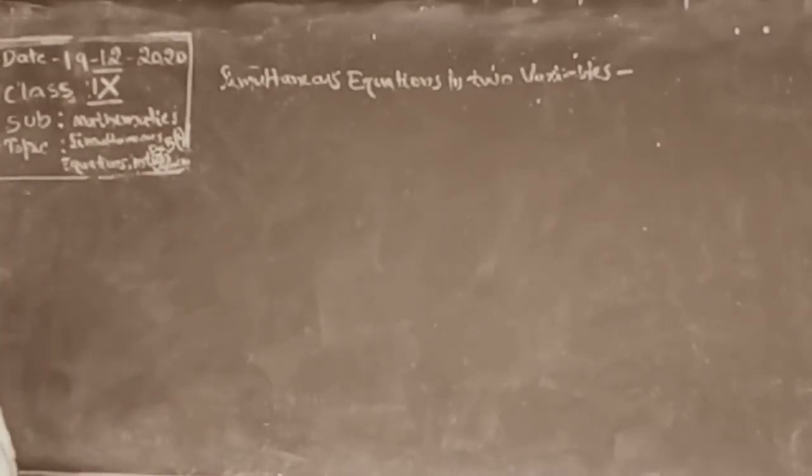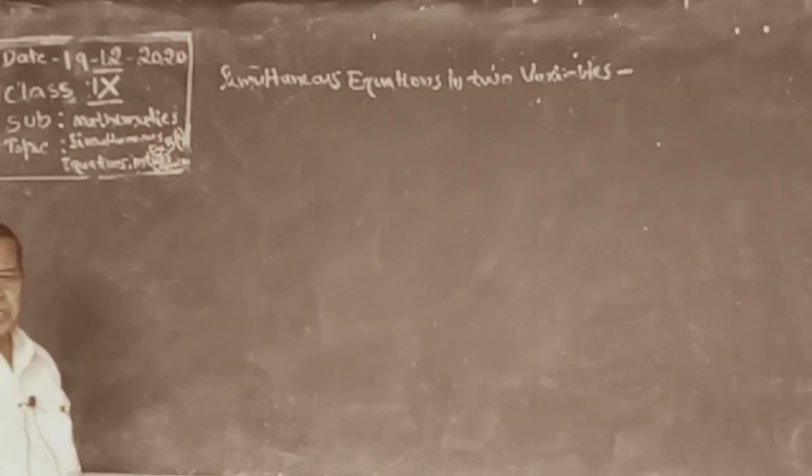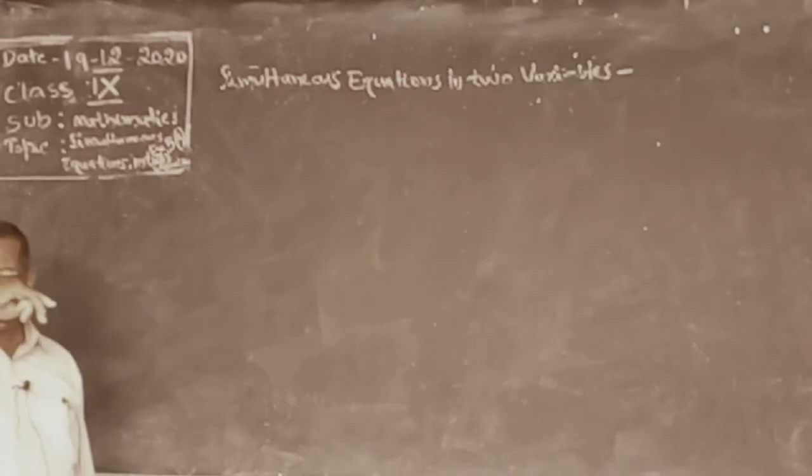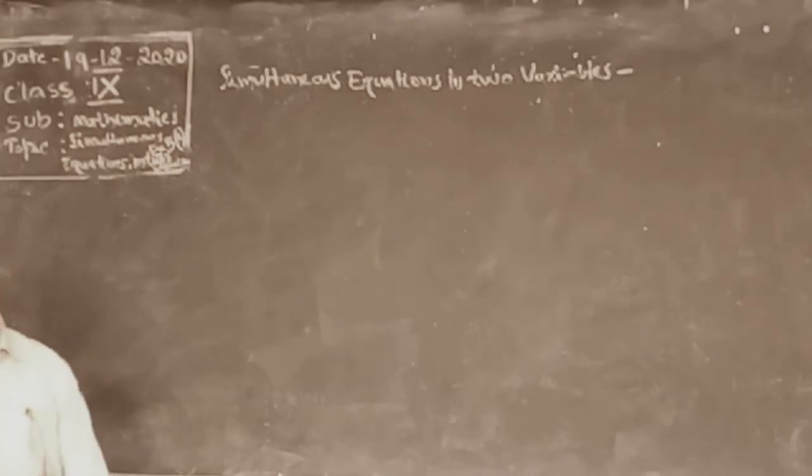See, we are doing simultaneous equations in two variables. We are solving the two linear equations. Solving by elimination method. Today, another model. I am explaining first examples.